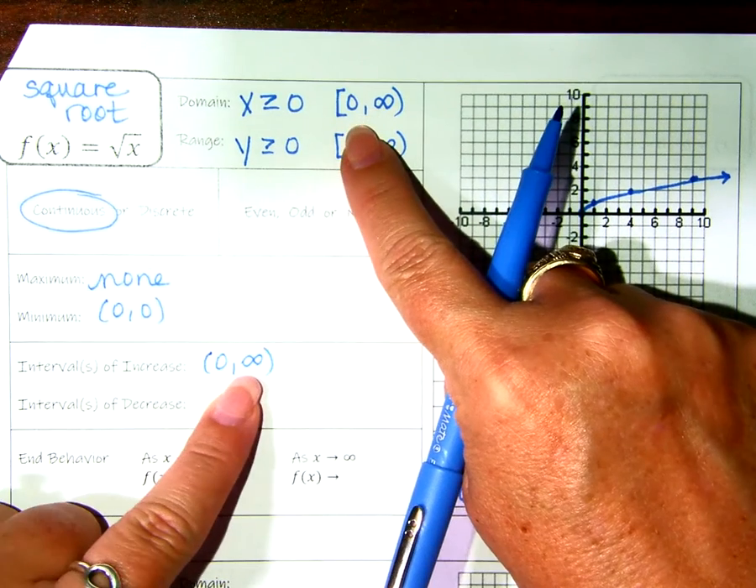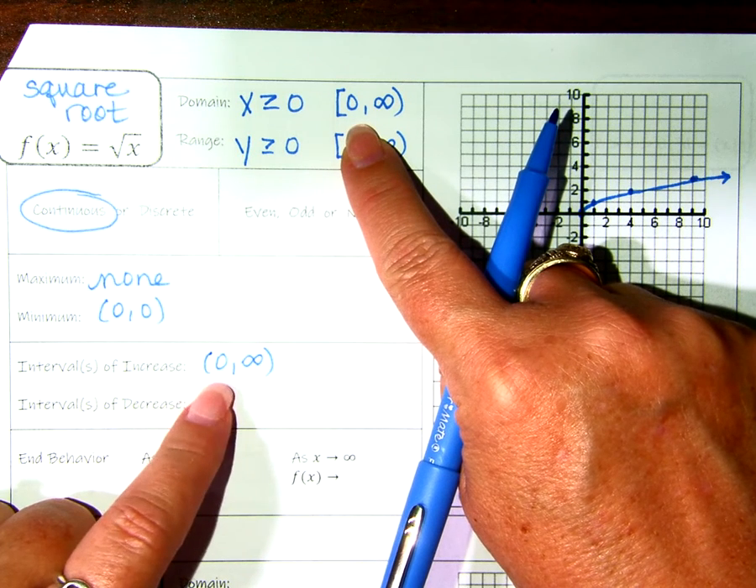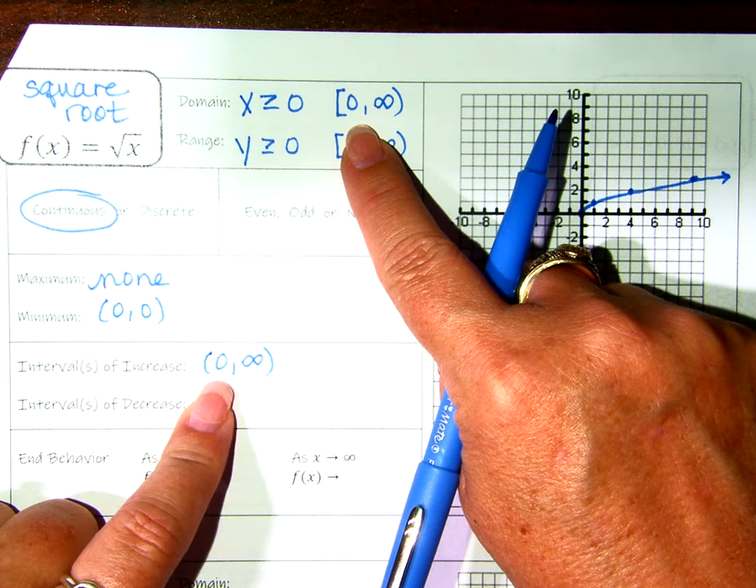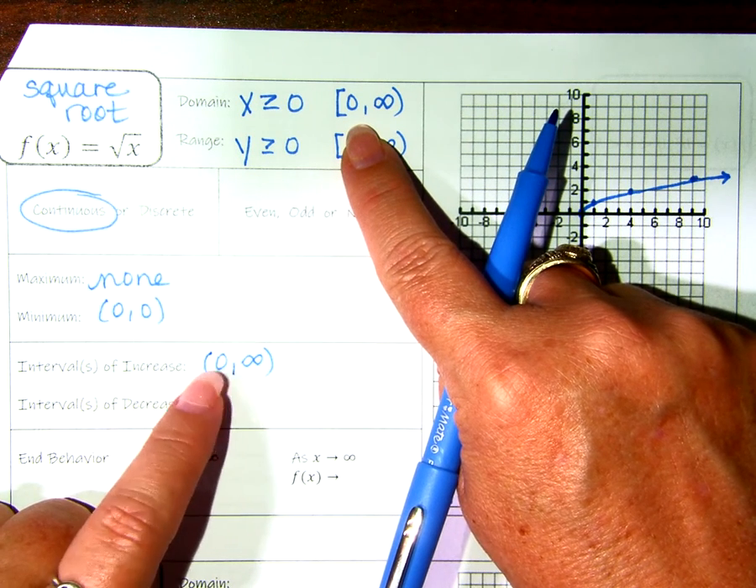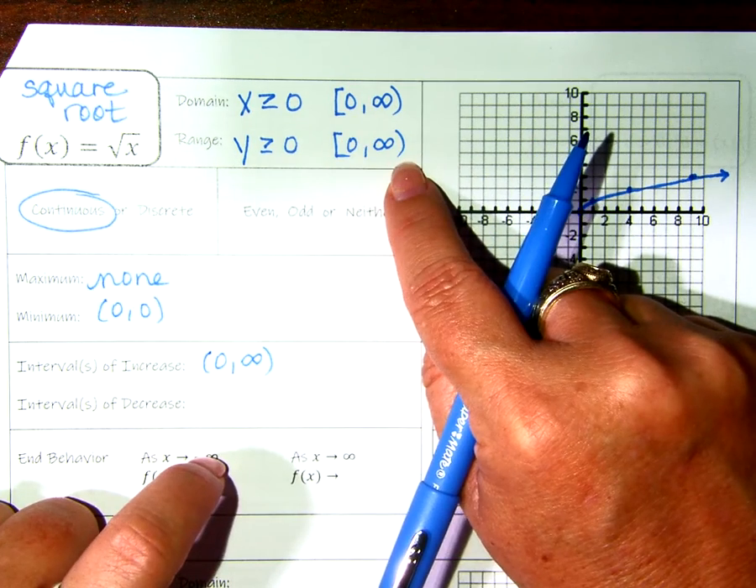Look at these two. Why do we not have a bracket here? We don't increase at a point, right? We increase after that point, so that 0 is not included. It's only after that that I start increasing. Everybody okay with that? Okay.